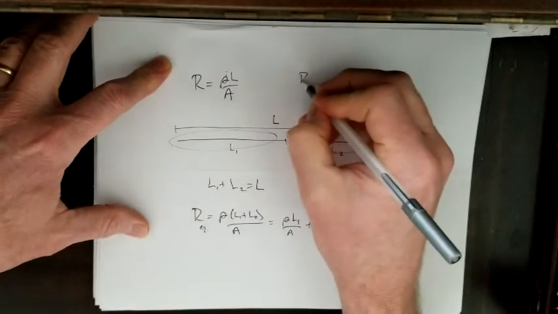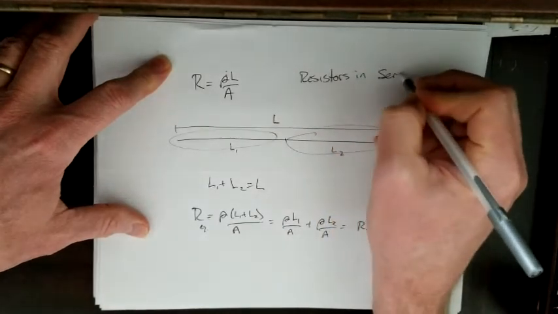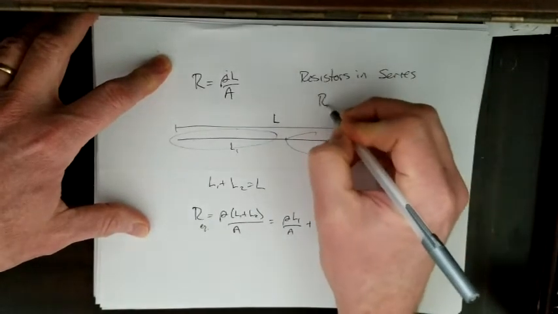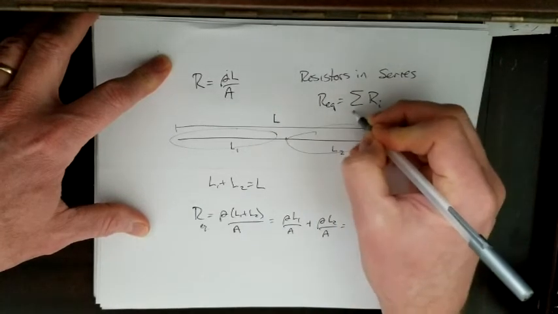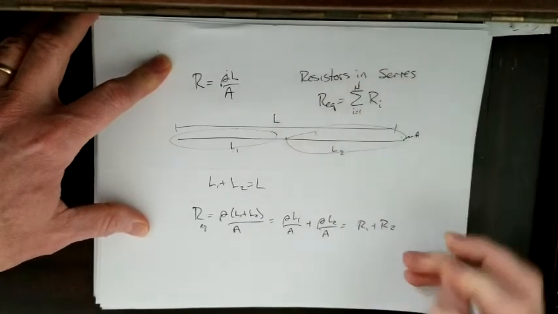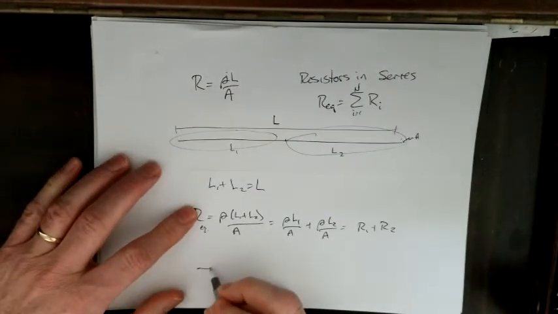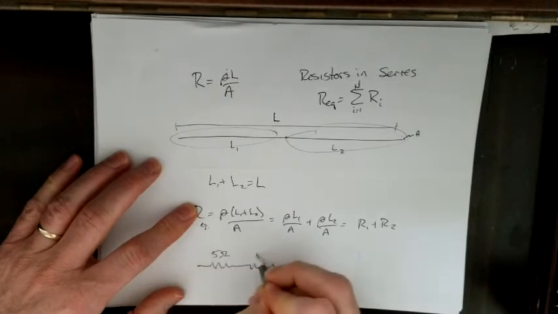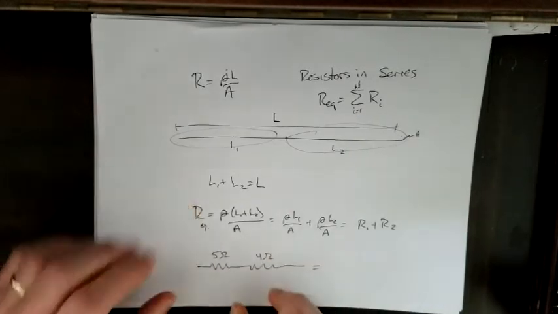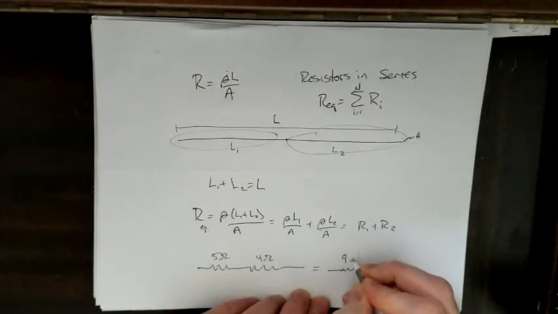So for resistors in series, the equivalent resistance is just the sum of all the individual resistances. So just doing a quick look here, if I have a 5 ohm resistor and a 4 ohm resistor, I could potentially just take both of them out and replace it with a 9 ohm resistor.